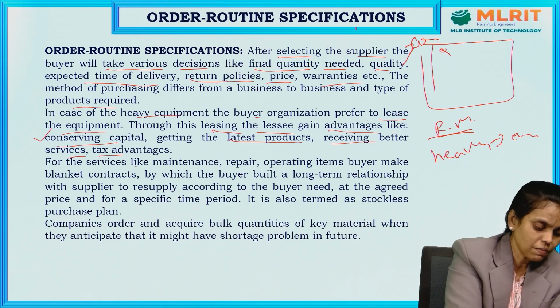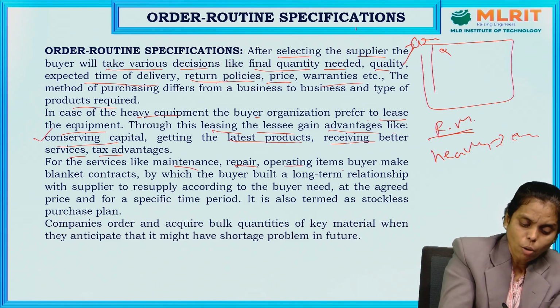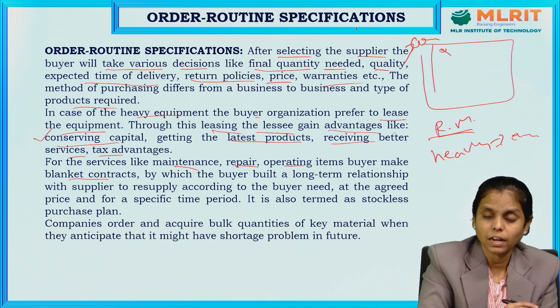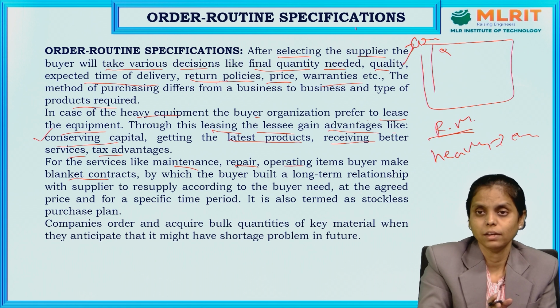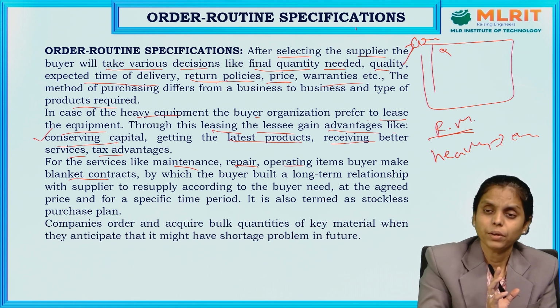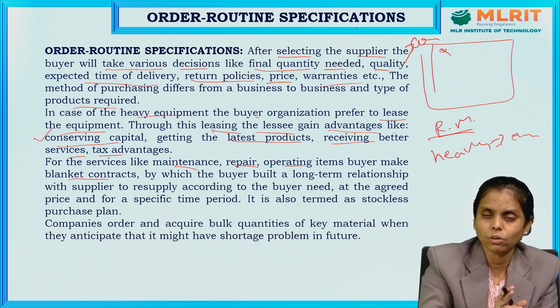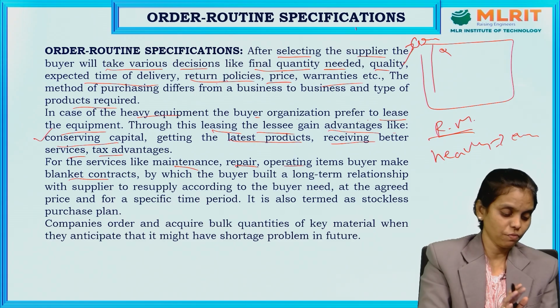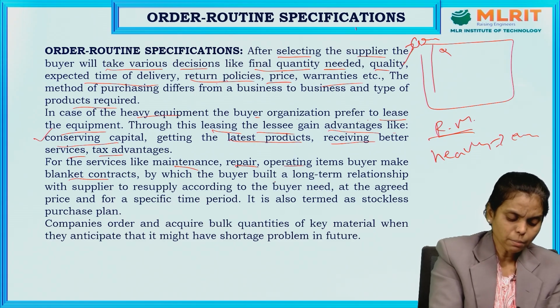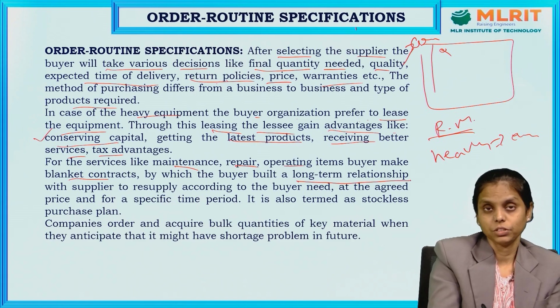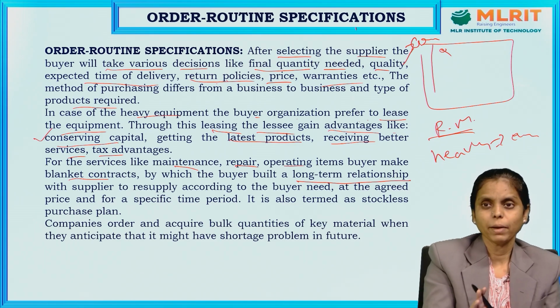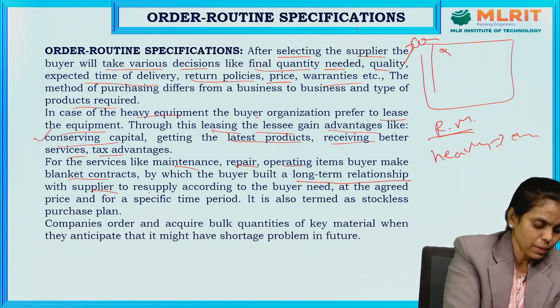Now, for services like maintenance, repairs, operating systems, etc., make a contract. A blanket contract has to be fulfilled by the supplier. Now, under what terms and conditions? Whenever you are doing that maintenance, repairs and all, whatever equipment is required, if it is damaged by you, how you want to replace it, all such elements should be specified here, by which the buyer builds a long-term relationship. Under this, a long-term relationship will take place between the buyer and seller.